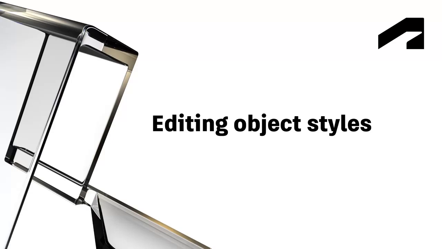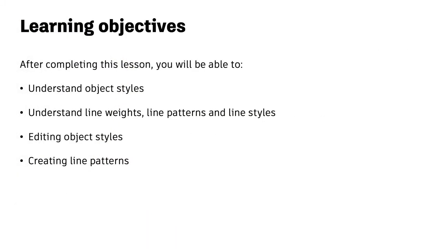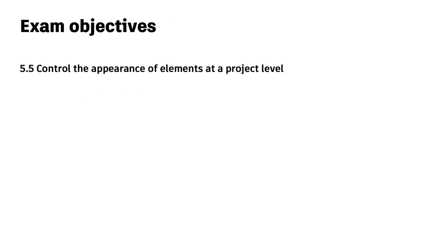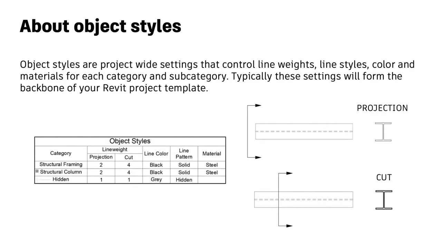After completing this lesson, you will be able to understand object styles, understand line weights, line patterns and line styles, edit object styles and create your own line patterns. The objective domain covered is 5.5, control the appearance of elements at a project level. Object styles are project-wide settings that control line weights, line styles, colours and materials for each category and subcategory. Typically, these settings will form the backbone of your Revit template.